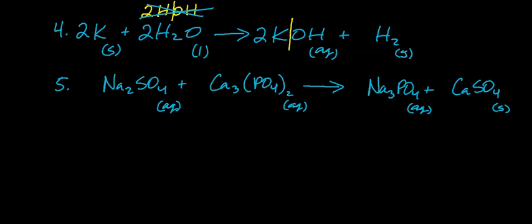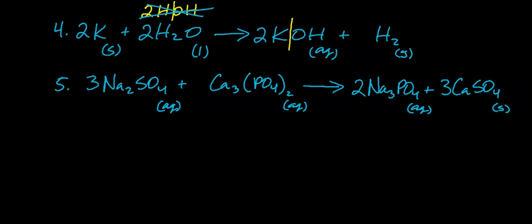All right, here's our next one. Let me read it to you. A solution of sodium sulfate reacts with a solution of calcium phosphate to produce a solution of sodium phosphate and a precipitate of calcium sulfate. Go ahead and pause the video and balance this equation.